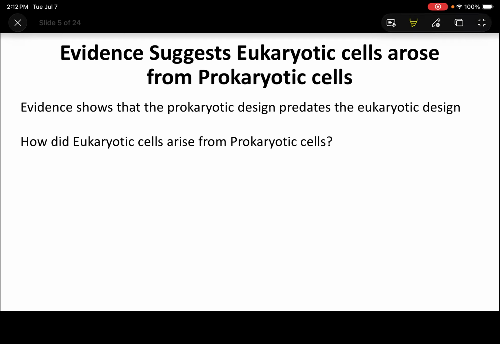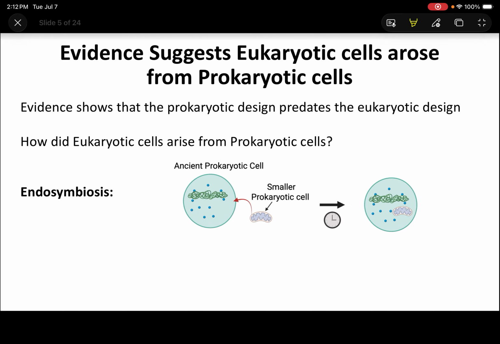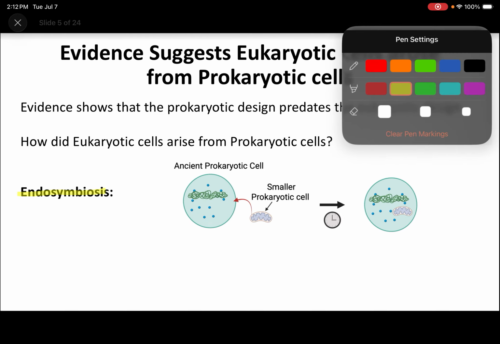And there's two ideas on how this happened. So how do we think that eukaryotes came from prokaryotic cells? And again, these are theories, these are ideas that scientists are constantly checking, looking at both evolutionary history and using things like the scientific method to figure out. The first theory is of endosymbiosis.